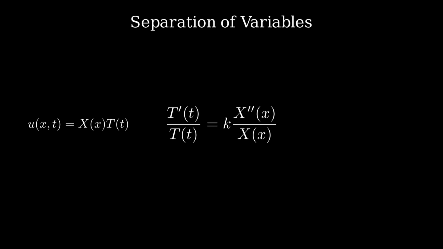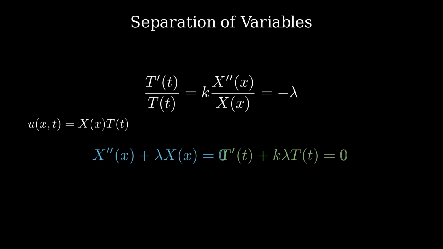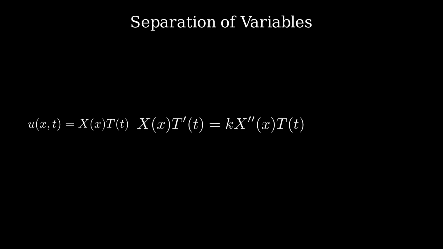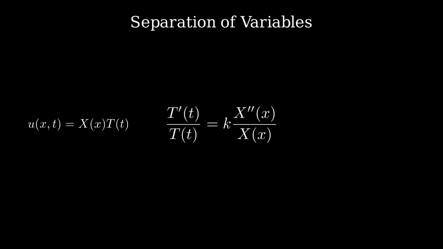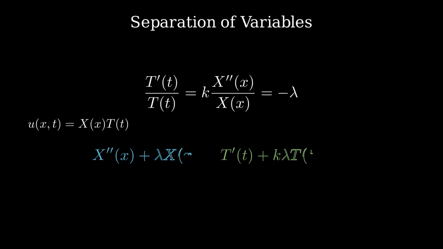X. Here's the key insight. The left side depends only on time, while the right side depends only on position. For this to be equal for all x and t, both must be equal to a constant. We call this constant negative lambda. It's negative because physically we expect the temperature to decay over time, not grow exponentially. This gives us two ordinary differential equations to solve.